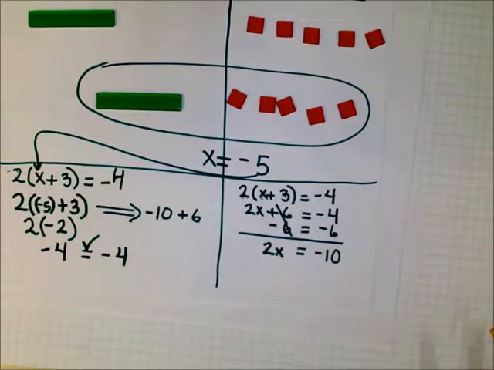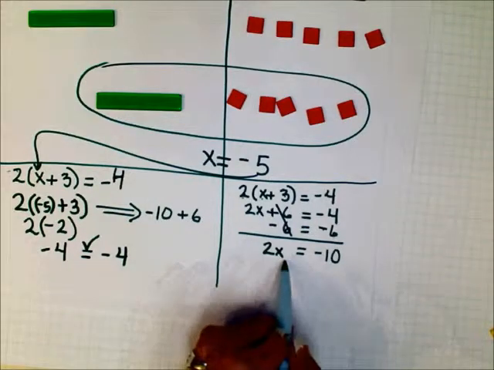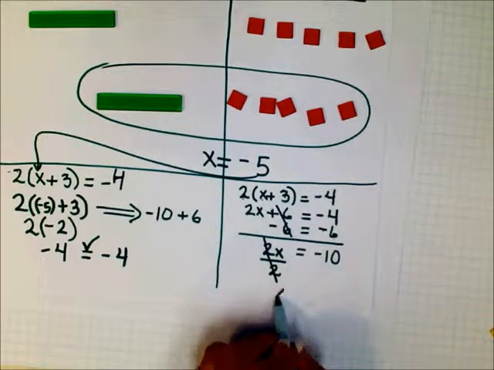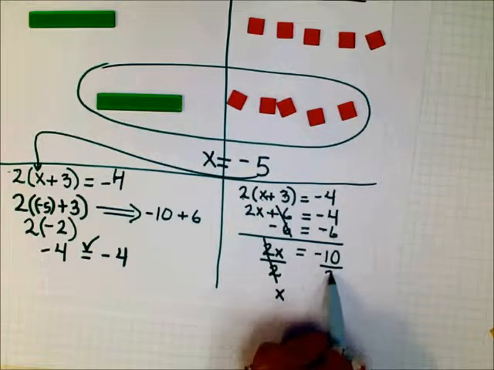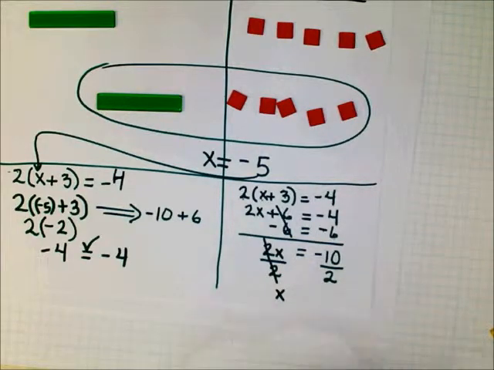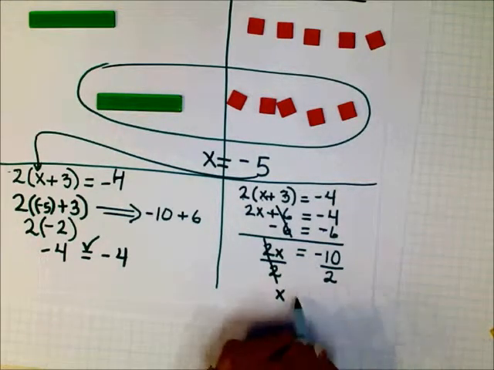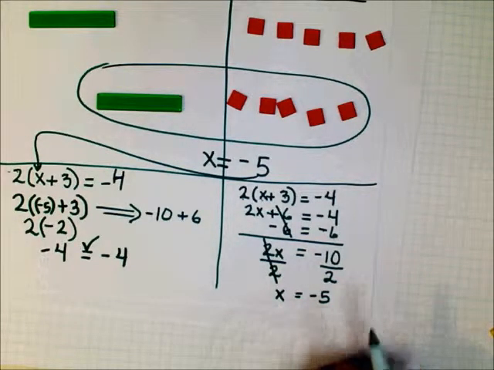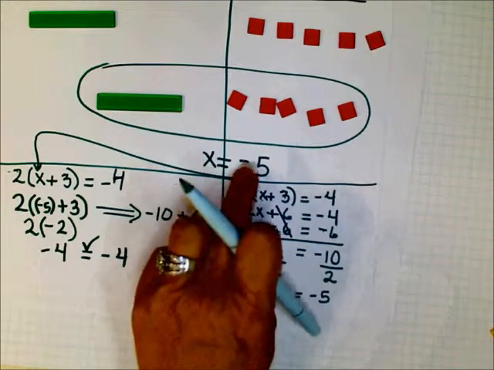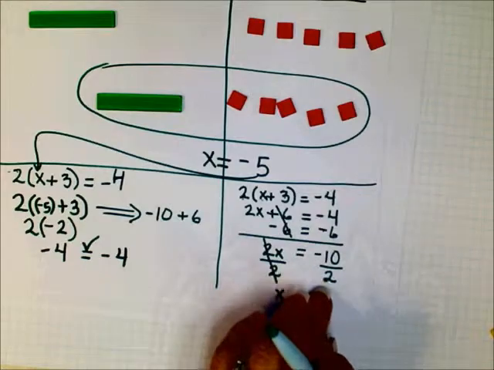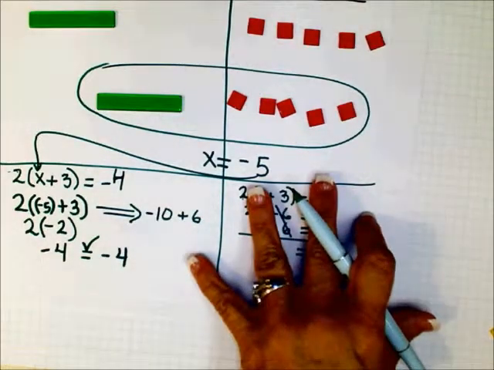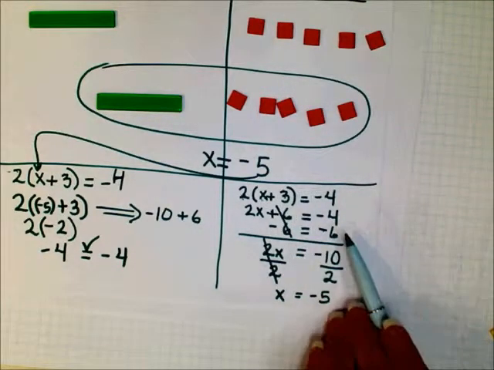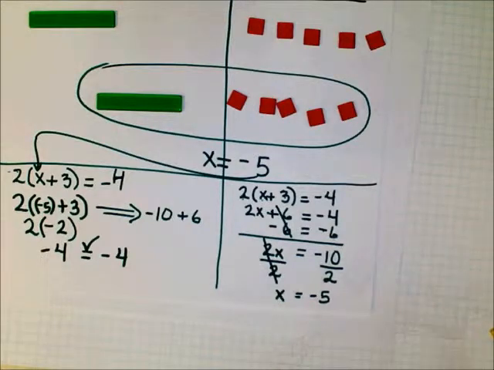Now I know that 2 of them is equal to negative 10, so I have to find out what 1 is, so I'm going to have to divide by 2. 2 over 2 is 1, and what I do to one side, I do to the other. Or, in other words, I'm going to divide it into two groups. So then, negative 10 divided by 2 is negative 5. And again, I've gotten the exact same answer that I got using my concrete manipulative. I just performed the appropriate steps using first the distributive property, and then the subtraction property, and then the division property in order to solve the equation.